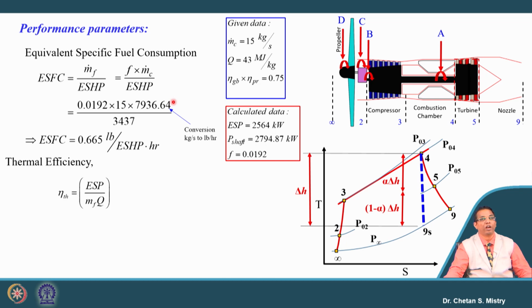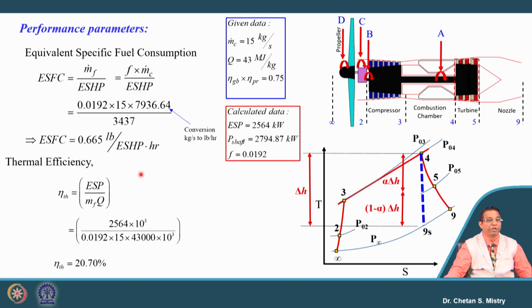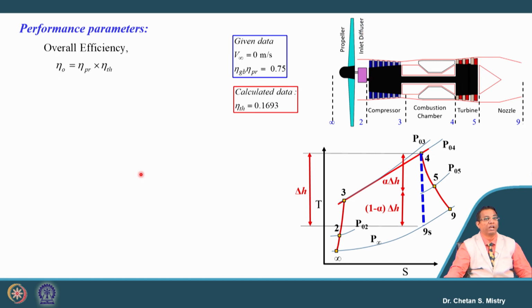Okay. Now we want to calculate the thermal efficiency. You must have realized we have the thrust that is generated by the nozzle also. So my thermal efficiency formulation will be in terms of equivalent shaft power. So let's put that number, and it says the thermal efficiency is coming to be 20.70%.